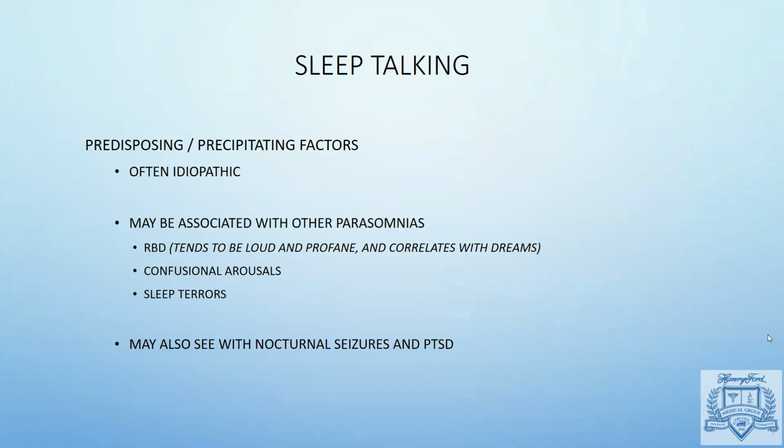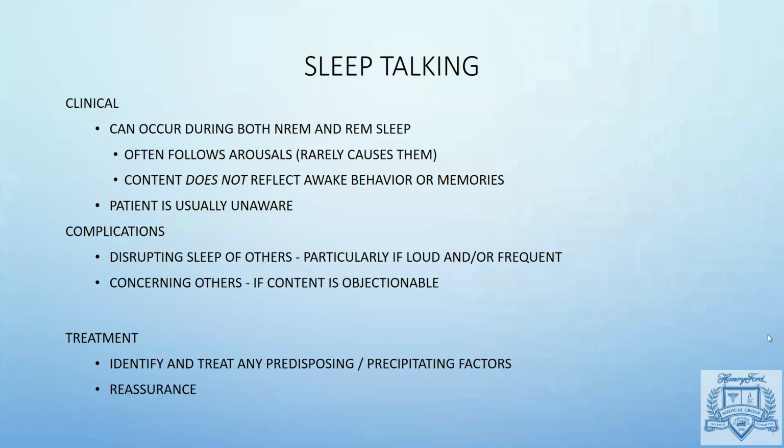It's often idiopathic. It can be associated with an underlying RBD or other forms of non-REM parasomnias like confusional arousals, and sometimes with seizures as well. Like I mentioned, it can occur in either or both non-REM and REM sleep. More so, it's disturbing the partner, whoever's in bed with them. So you want to identify any underlying sleep disorder that's contributing to fragmented sleep and treat that. Otherwise, it's mainly reassurance. There are no real medications.